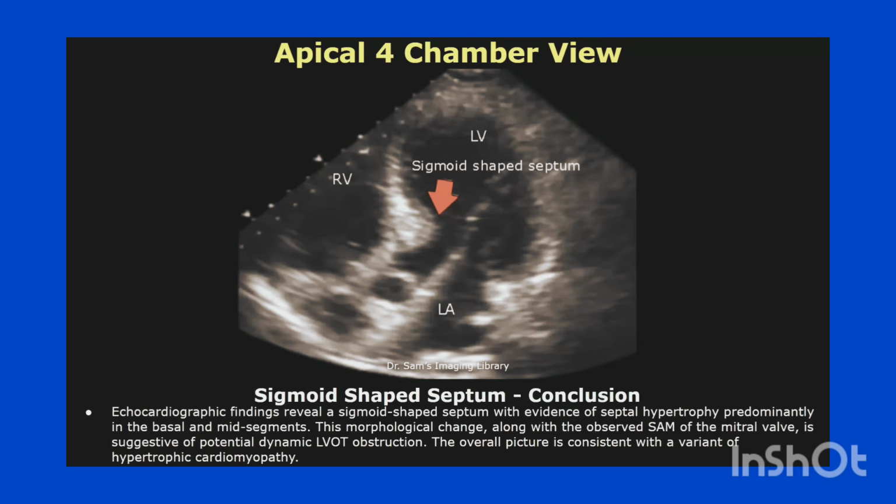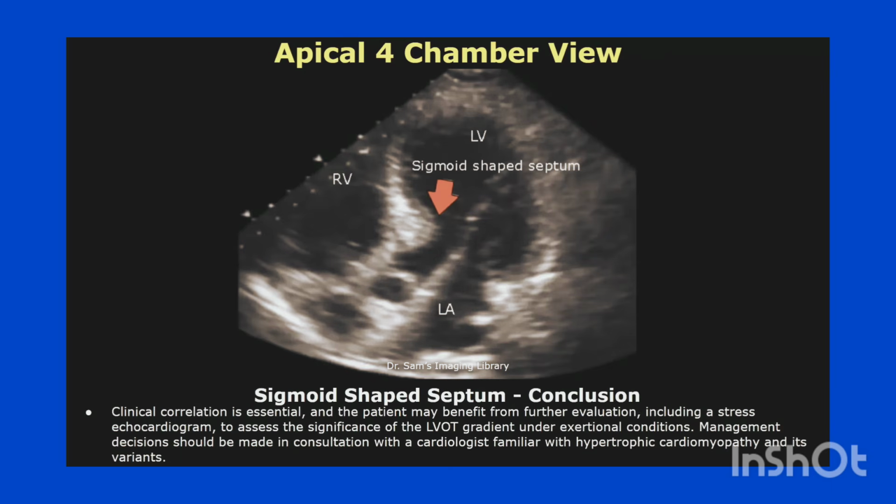And this is the conclusion. Echocardiographic findings reveal a sigmoid-shaped septum with evidence of septal hypertrophy predominantly in the basal and mid segments. This morphological change, along with the observed SAM of the mitral valve, is suggestive of potential dynamic LVOT obstruction. The overall picture is consistent with a variant of hypertrophic cardiomyopathy.